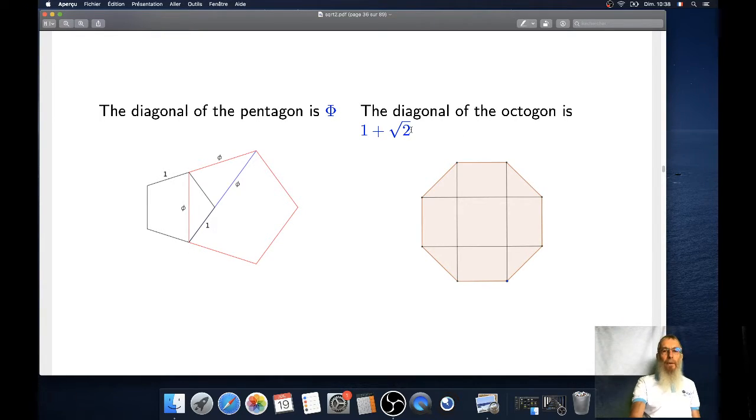It turned out that 1 plus square root of 2 is the diagonal of the octagon. There are several diagonals now, but you look at this diagonal here. The side here is 1. The side here is square root of 2 divided by 2, by the Pythagoras theorem. This is the same. And this length here is 1. So the diagonal has a length which is square root of 2 divided by 2 plus 1 plus square root of 2 divided by 2, which is 1 plus square root of 2. So you see it's quite similar.